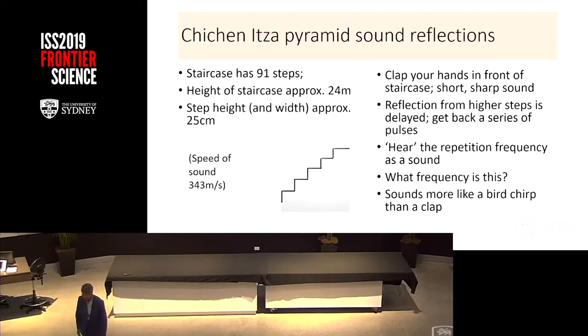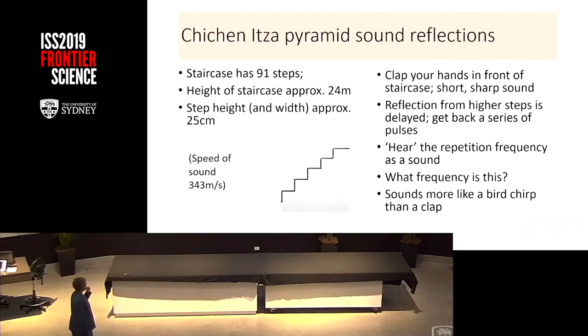So the Mayan hoi polloi, standing behind the priest, hear a reflection, and a little bit later another one, and another one, and another one, at equally spaced intervals. And it's these pulses at equally spaced intervals that are almost themselves a sine wave, almost themselves a single note.